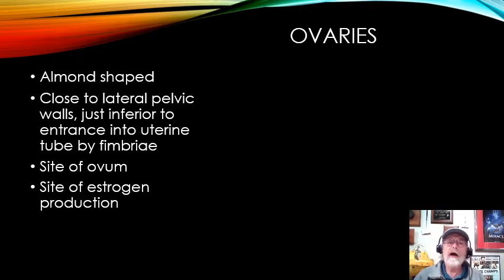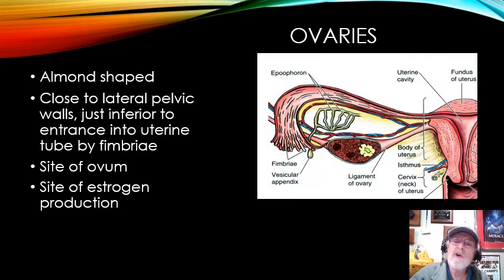Okay, and again, they're very close to where those little finger-like fimbria are at the end of the uterine tubes. And again, that's the site of where the ovum are and the site of estrogen production inside those ovaries. So when we look at that ovary, there it is, and this just shows a representation of the ovum being developed inside there. And again, it's held together by all this membrane, this ligament that holds everything together.